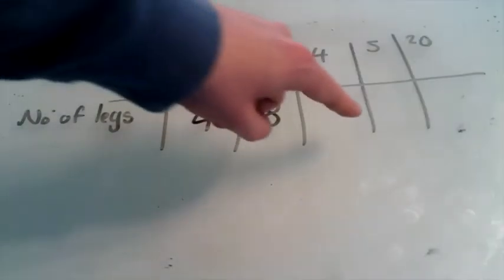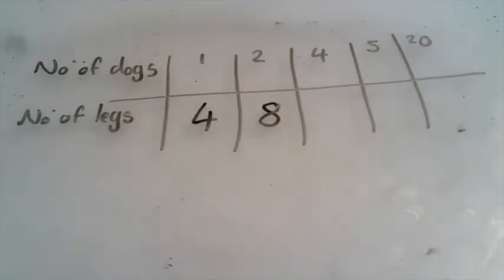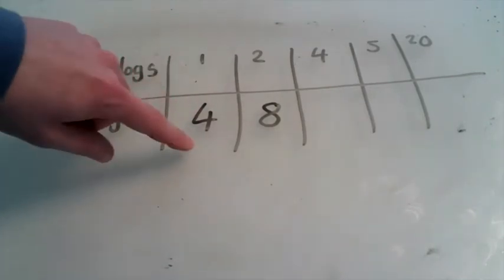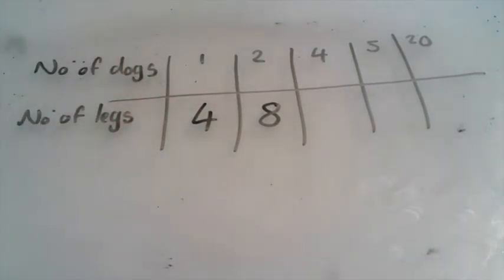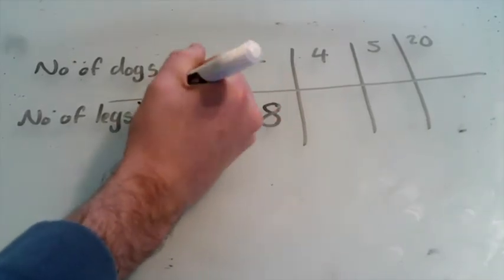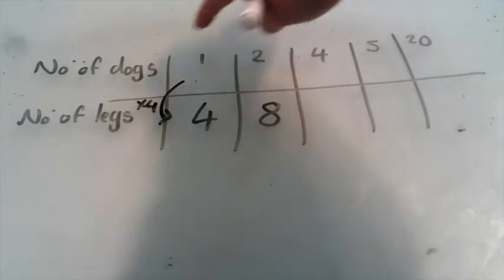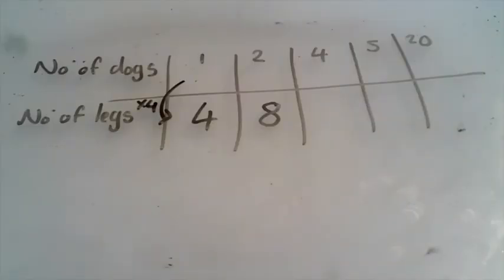Now we could carry on all the way down here, or we could come up with a formula to help us work this out. Because otherwise you've got 20 dogs and you've got to try and sit there and count all of the legs. Now what is happening from that number to that number? What are we doing to our input to get our output? We're timesing it by 4, and that will work for everyone. So whatever our input is, whatever our number of dogs is, if we times that number by 4, we're going to know how many legs there are.